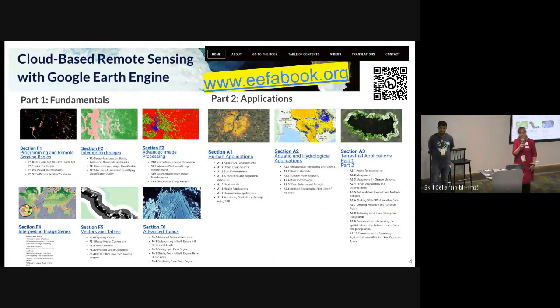So basically, this is the link for the book, and there are 2 parts of the book. One is the fundamentals, and the second part is the applications. The fundamentals, if you really want to learn to code in Earth Engine, is the first part. And then the applications, a lot of applications, too detailed to go over them all, but human applications, things like agriculture, heat islands, aquatic, hydrological, river morphology, terrestrial applications. I think Madhu has a chapter in this.